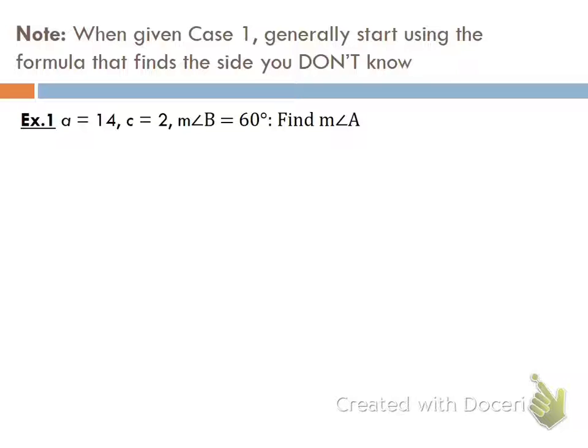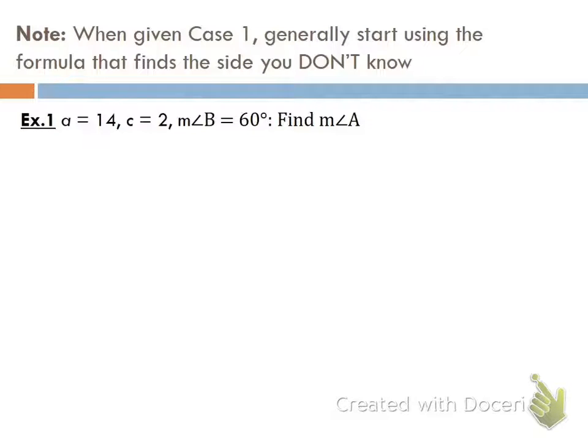So first up is our case 1. And our advice is that generally you start using the formula that finds the side you don't know. So even though we are eventually looking for an angle, we are going to start off finding the side that we don't know.